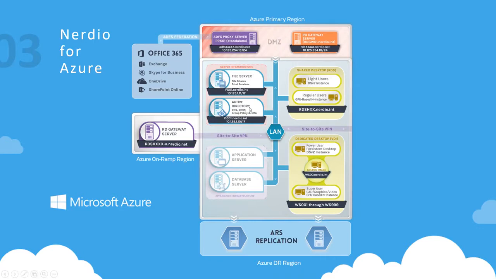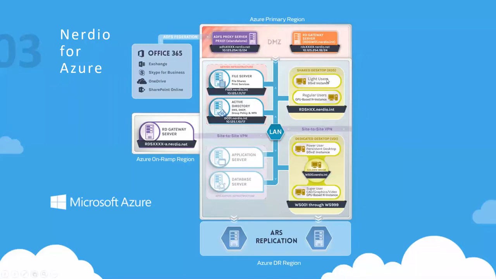So for example, here on the left-hand side, you can see we spin up a file server by default that's for file shares and print services. And of course, you also need a server that serves up DNS and DHCP, Active Directory, all that stuff. So there's a domain controller. And then in addition to that, you can also spin up other servers that you might need. For example, you might need an application server or a database server, depending upon your business needs.